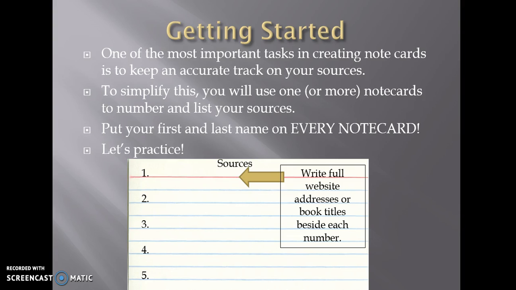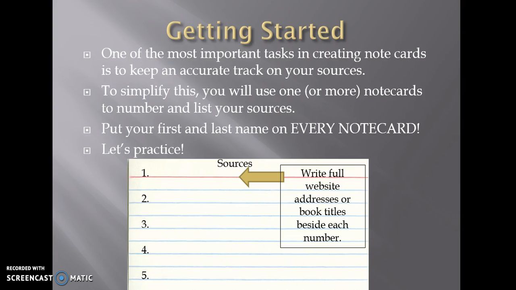So if everyone right now would take out a blank note card, at the very top of that note card, write the word sources, and then every other line, as you can see on the example here, you're going to go ahead and write numbers. And for right now, just put 1 through 5. So pause the video, write the word sources at the top, and number 1 through 5 on the front side of your card, and make sure you skip a line between each one.